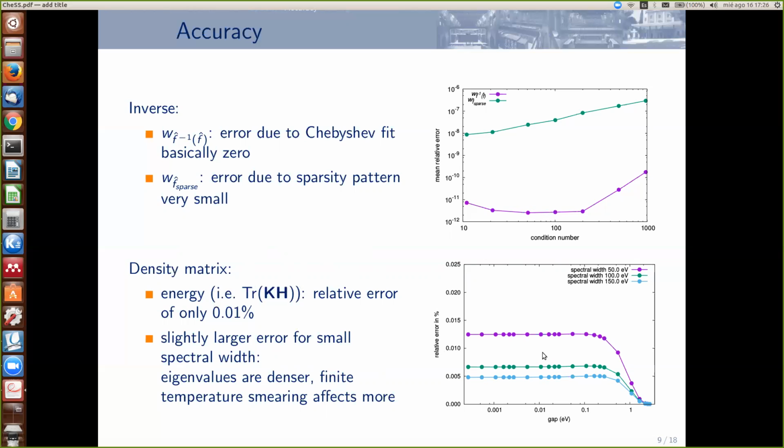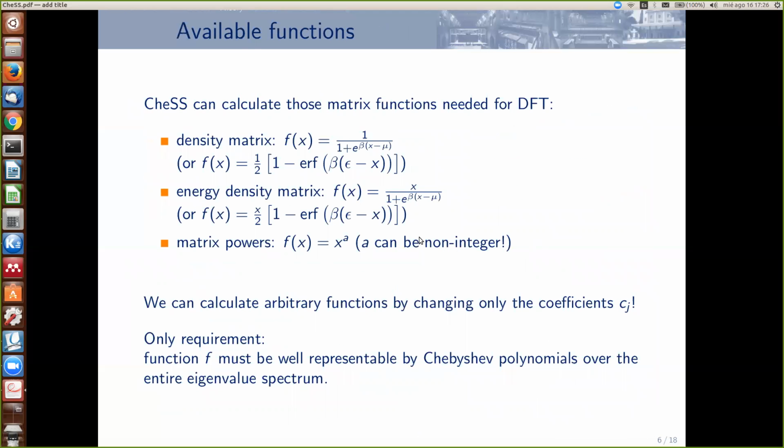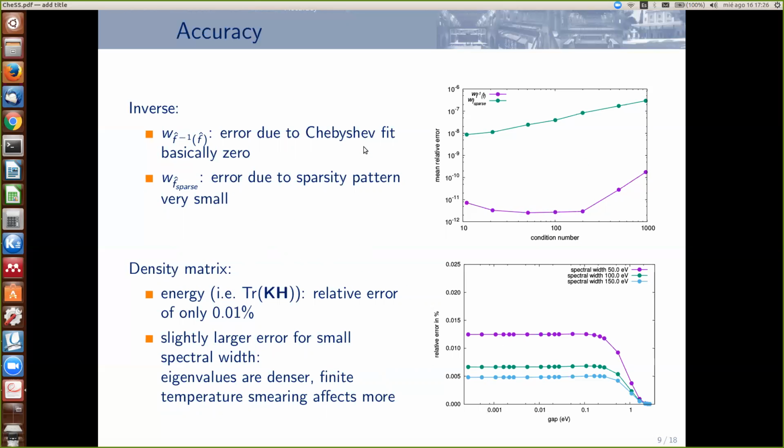We can also see, interestingly, that we have a slightly larger error for a smaller spectral width, which might be surprising. But the reason is very simple. If you have a small spectral width, then your eigenvalues are more compressed, denser. And so if you have a finite smearing that we apply in the Fermi function here, the parameter beta, this affects the accuracy a little bit more than if the eigenvalues are more spread. But in any case, it is of the order of 0.01%, so it's really very accurate.